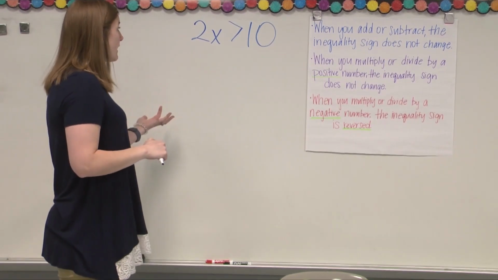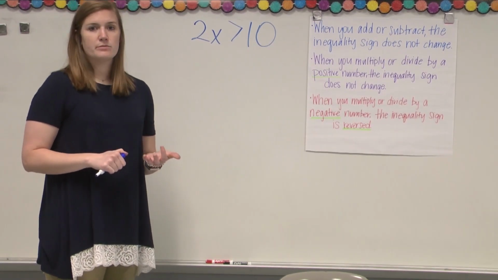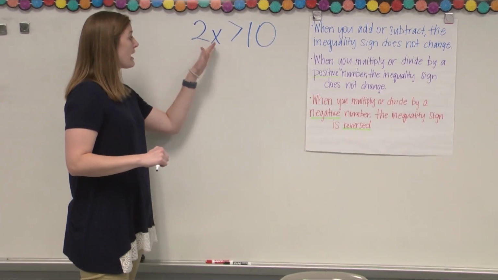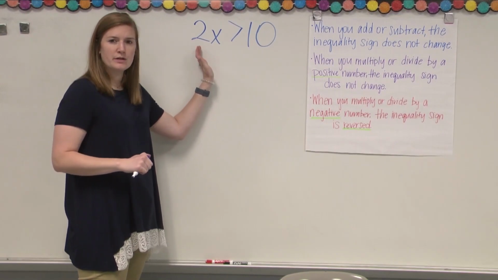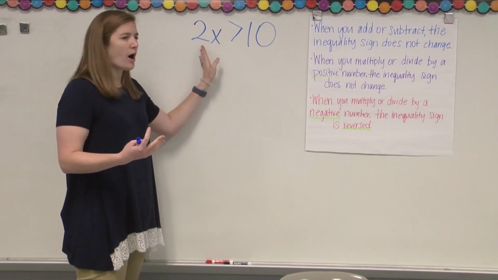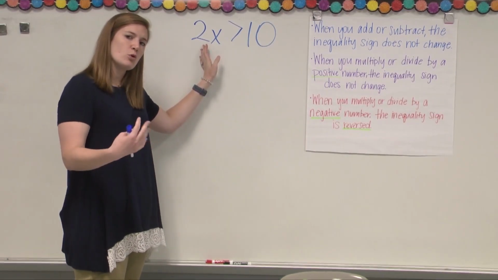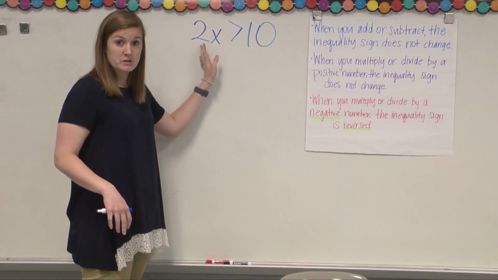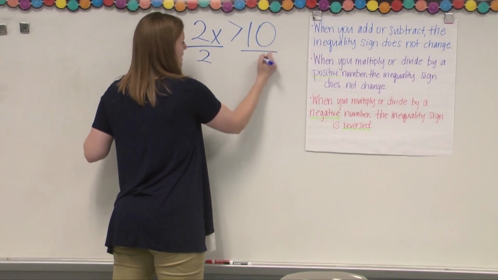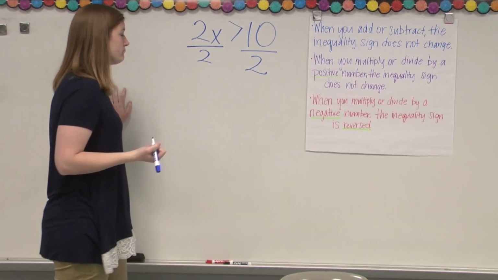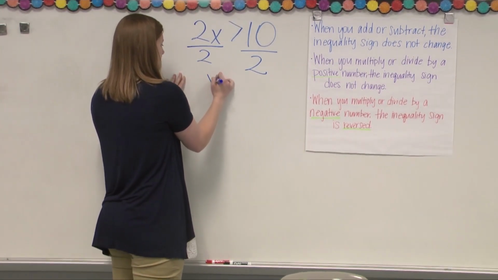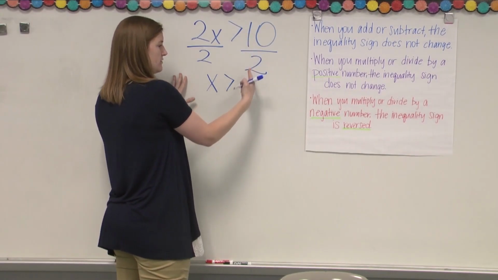Okay, so remember that solving inequalities is really similar to solving equations. We're going to use inverse operations. So here I notice that x is being multiplied by 2. And I'm thinking to myself, if I'm trying to isolate that variable, what's the opposite or the inverse operation of multiplying by 2? Well, the inverse of multiplying by 2 is dividing by 2. So I'm going to divide both sides by 2.